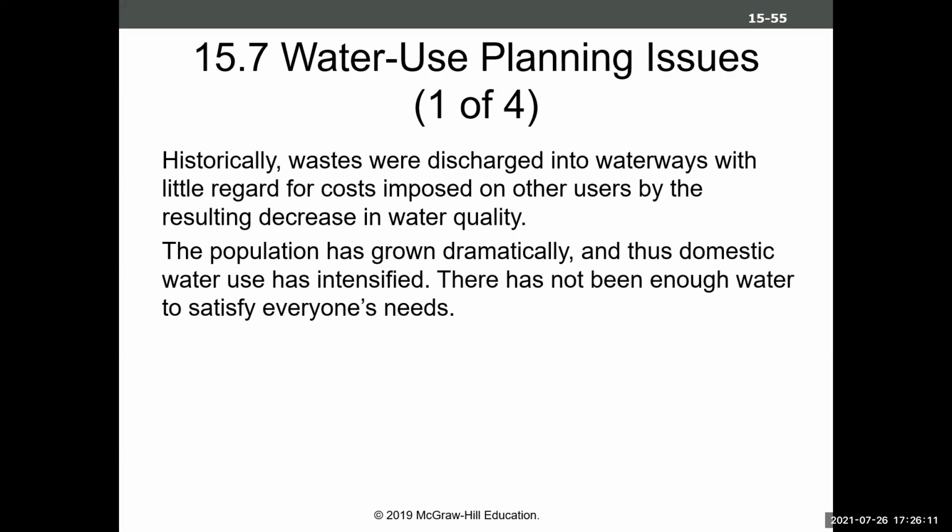Now, getting close to the end, but starting to look at water use planning issues, okay? So in the past, wastewater and waste were discharged into waterways and streams without any thought of the cost that would be imposed on the users of that stream because of the decrease in water quality. And as population has grown, domestic water use has intensified, and so there's not enough water to meet everyone's needs.